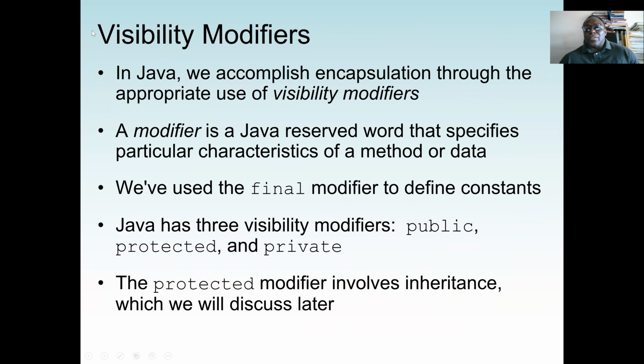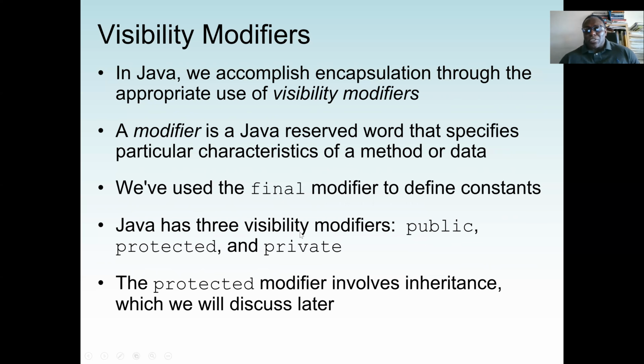So how do we do that? We use the visibility modifiers. In Java, we can accomplish encapsulation through the appropriate use of visibility modifiers. A modifier is a Java reserved word that specifies the particular characteristics of a method or data. For example, we know we use the final keyword to declare a variable as constant, and we have to initialize the variable. If we declare it constant, it means the data cannot be changed.